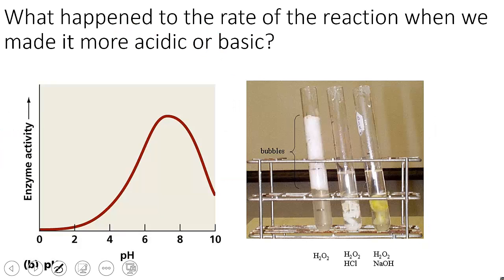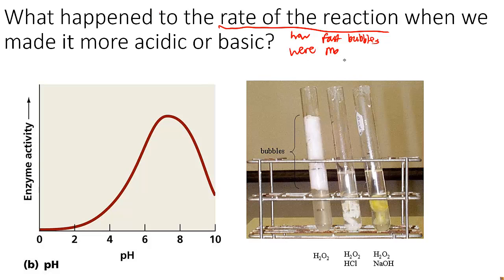So what happened to the rate of reaction? The rate of reaction is how many bubbles, how fast bubbles were made. Okay? Because we were looking at how fast the reaction happened. We were looking at how many bubbles we made. What happened to the rate of reaction when we made it more acidic or basic? So this is acidic. This is basic. Okay? And this right here is 7. This is water. It's neutral.